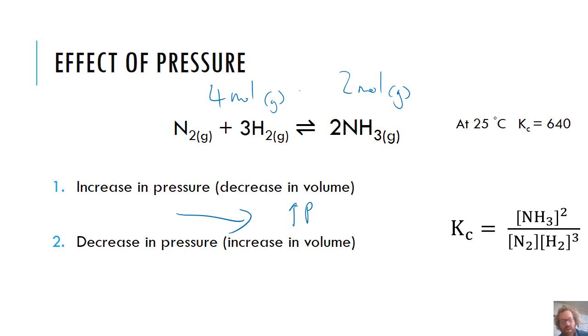If I decrease the pressure by increasing the volume, I've got the reverse of that situation. The equilibrium system will try to undo that and therefore make more moles, so it will go in reverse. And in doing that, it's going to increase the reactants being made and decrease the products. So that is the effect of pressure.